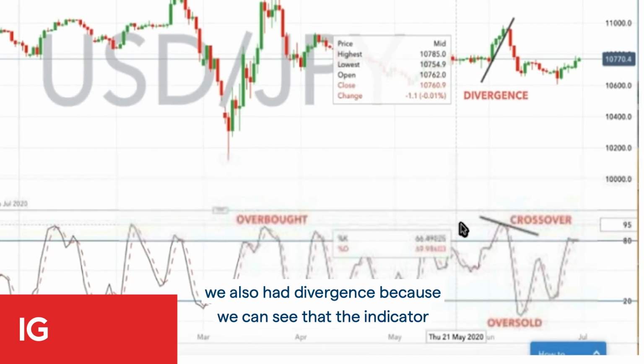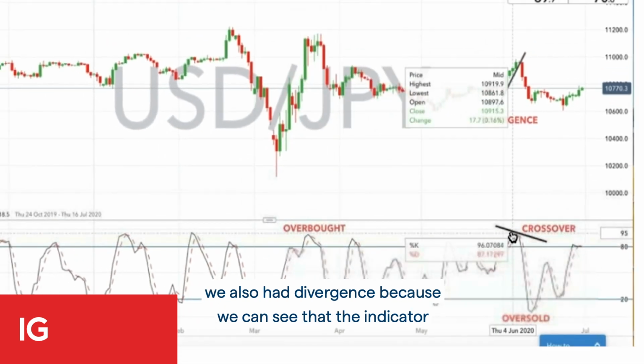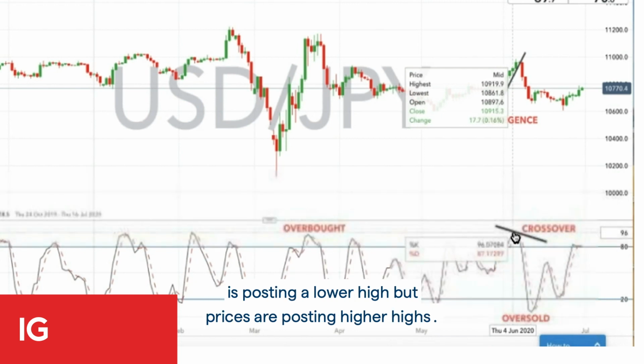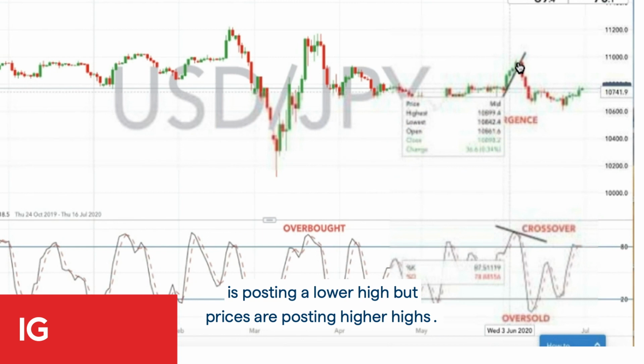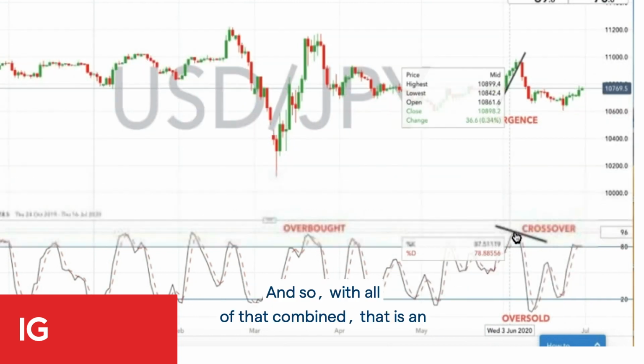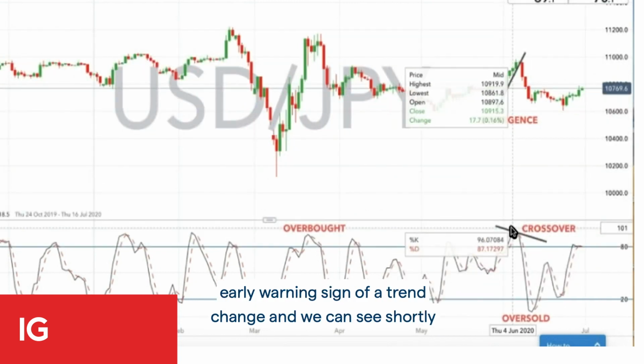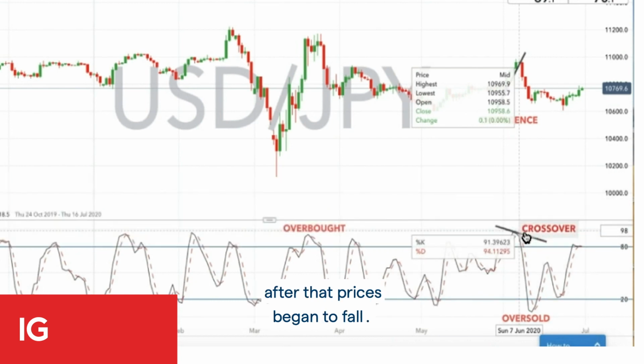And on top of it, we also had divergence because we can see that the indicator is posting a lower high, but prices are posting higher highs. And so with all of that combined, that is an early warning sign of a trend change. And we can see shortly after that prices began to fall.